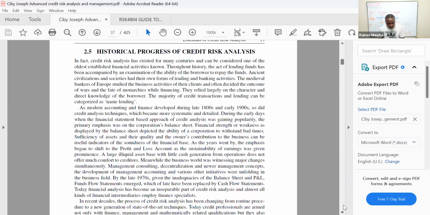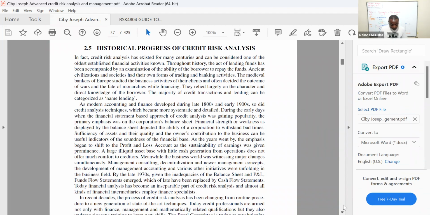Section 2.5 looks at the historical progress of credit risk analysis. On your own time, you can go through it, but I don't see the relevance of how they would bring such a question in the exam, so I don't think that is something we need to worry about when it comes to exam preparation. But you need to know it from an application perspective in the workplace, so that you know the historical progress of credit risk analysis. So you can just go over it on your own time.